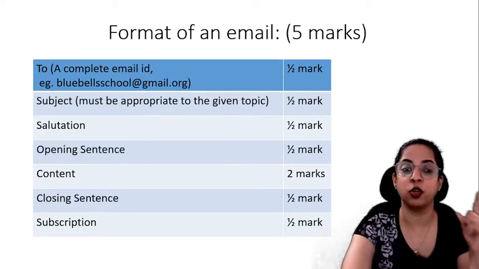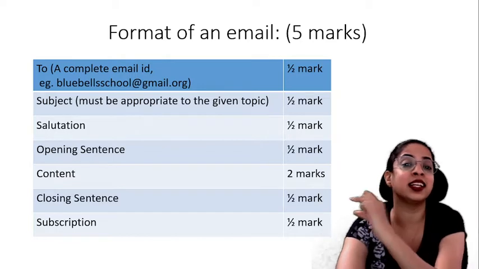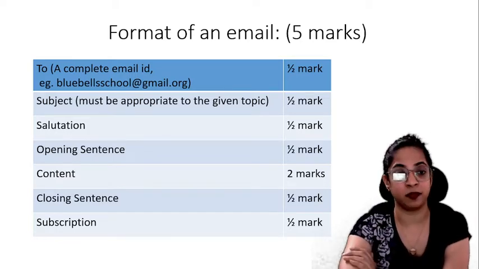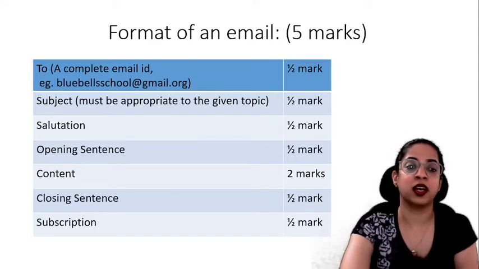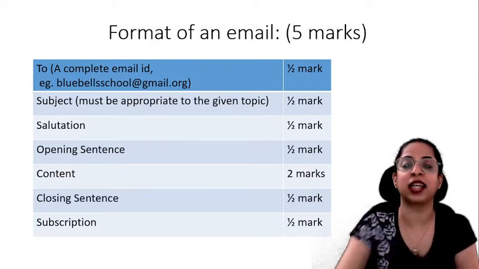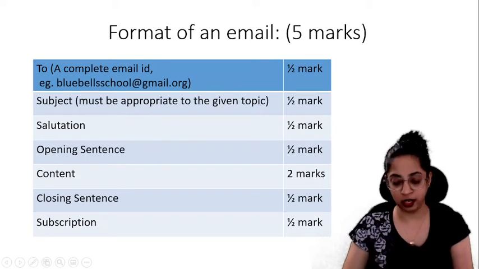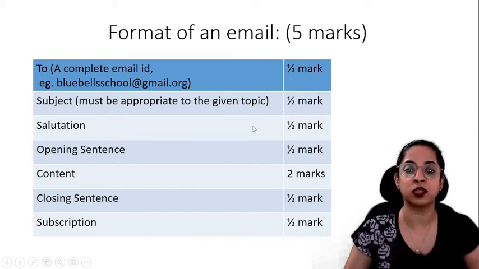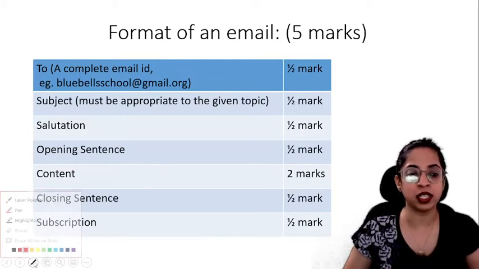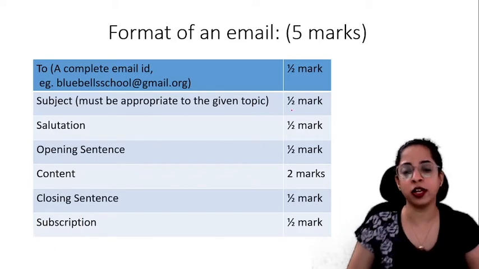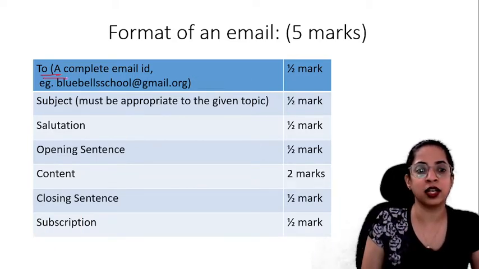First is to, whenever you are writing the receiver's address. Okay, so to आप किसको लिख रहे हैं उसका एड्रेस. So it has to be a complete email ID. It carries half mark. So I'll tell you in the slides further how these marks are distributed. Then subject, it must be appropriate to the given topic. So whatever topic it is, it should be in accordance with it. So the address contains half mark. Subject contains half mark.